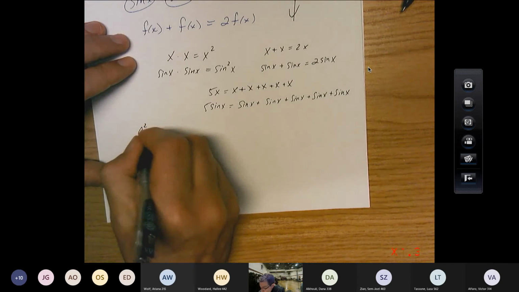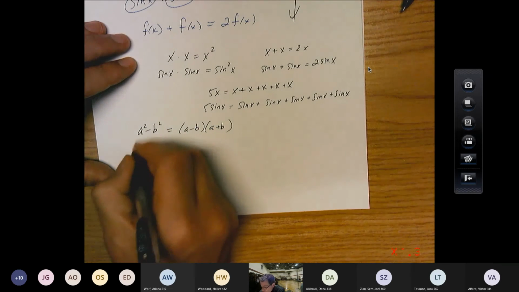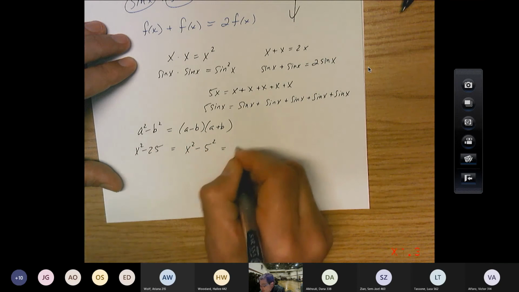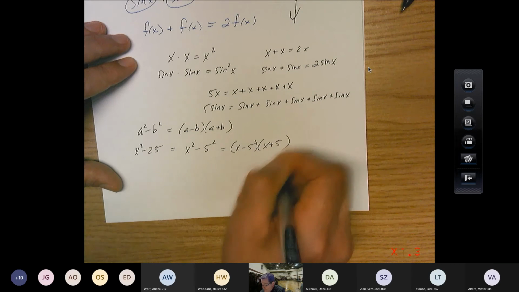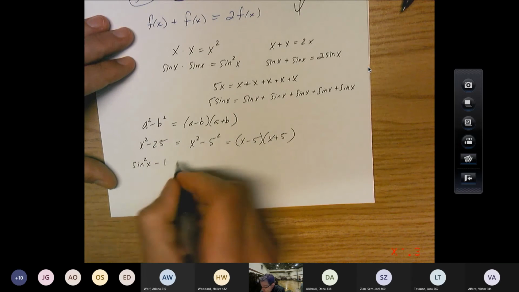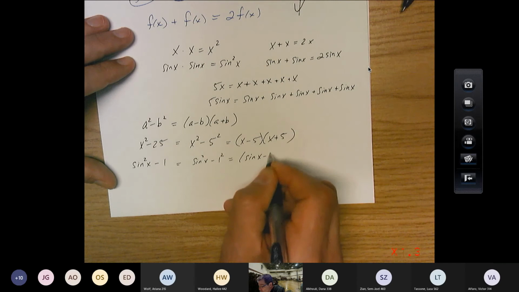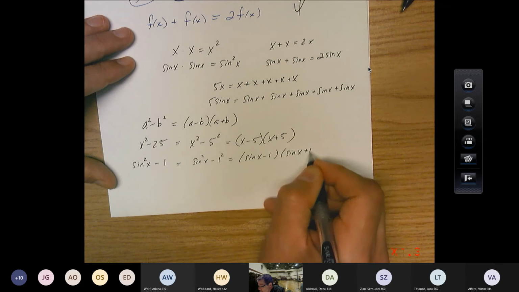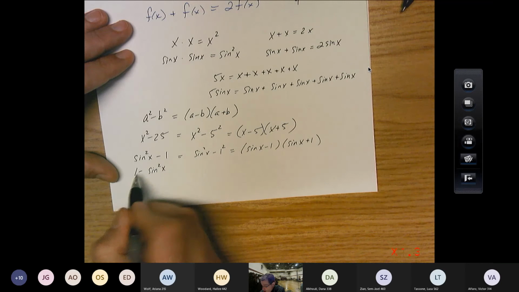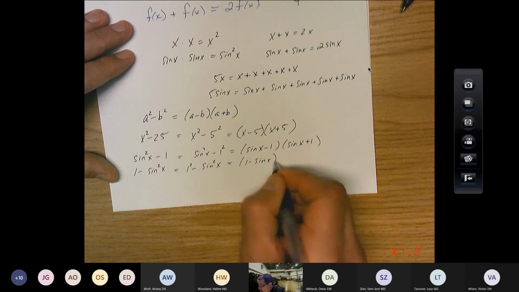How about we do a difference of squares factoring? a minus b, a plus b. Well, what if it was x squared minus 25? Well, that's x squared minus 5 squared, which was x minus 5, x plus 5. Okay, so it follows to reason that sine squared x minus 1 could be sine squared x minus 1 squared. So it's sine x minus 1 and sine x plus 1, which is very different than 1 minus sine squared x, because this has the 1 in front. So it's 1 squared minus sine squared x, which is 1 minus sine x, 1 plus sine x.